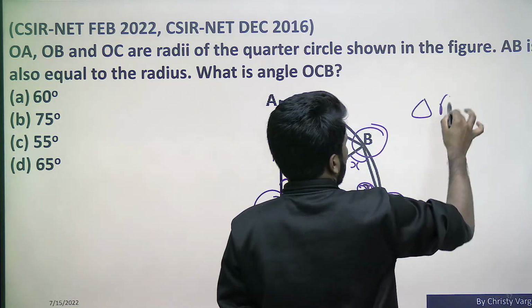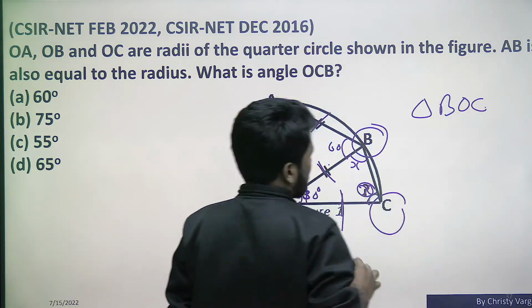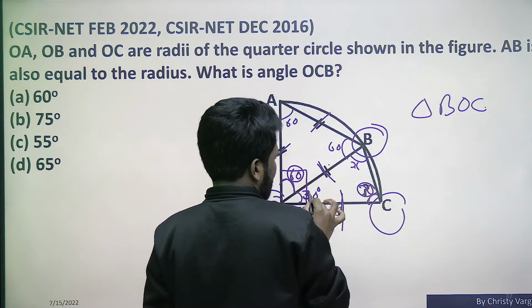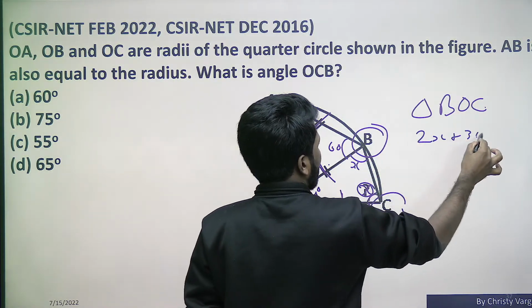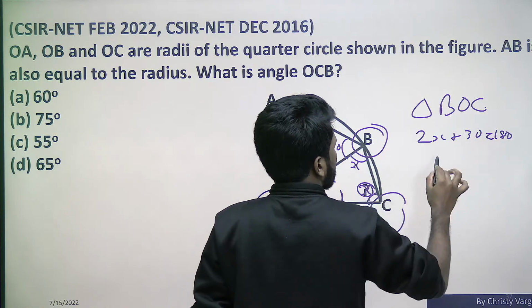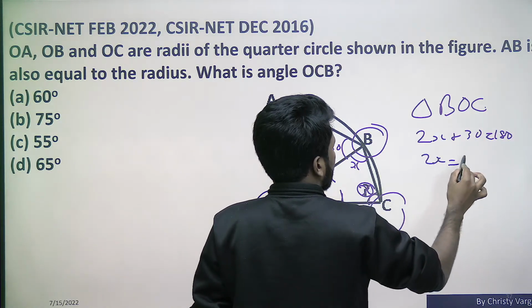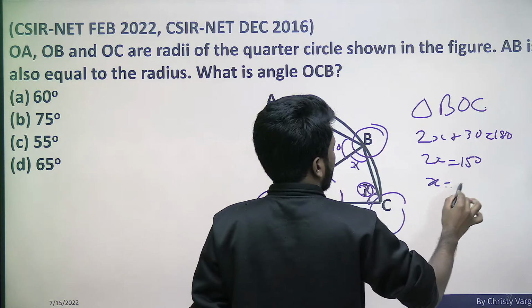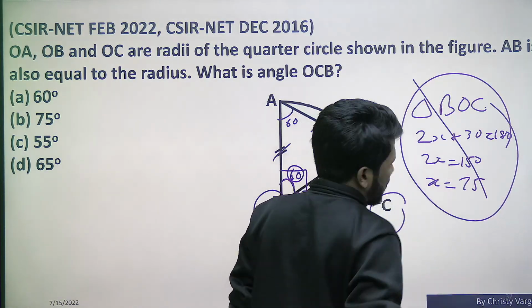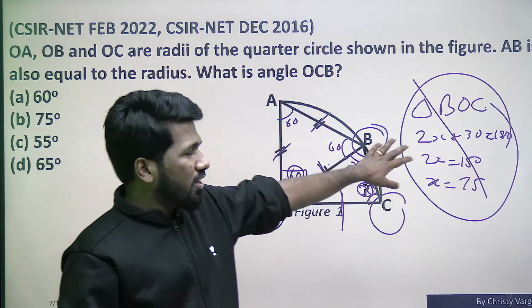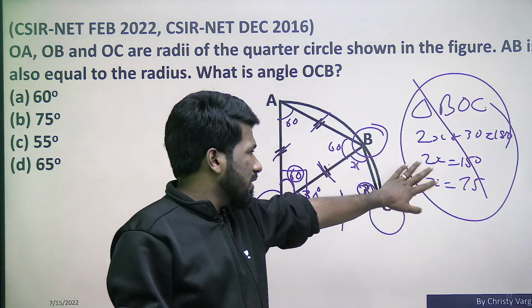ट्रायंगल BOC में एंगल सम प्रॉपर्टी अप्लाई किया तो x plus x plus 30 is 180 है ना. That is 2x plus 30 equal to 180. That is 2x equal to 150, x is equal to 75. Yeah, you can write like this, but I will not agree with writing like that. Think in your mind instead of writing those steps.